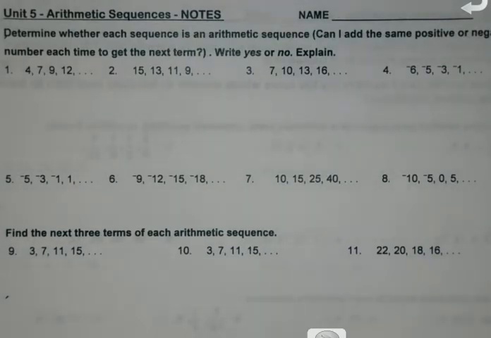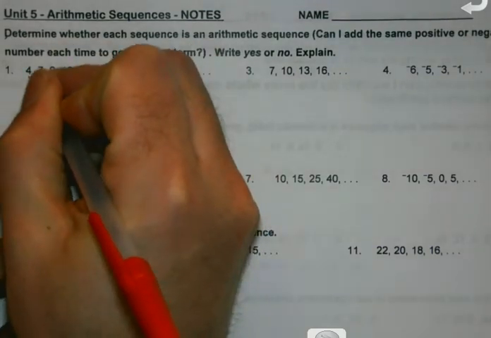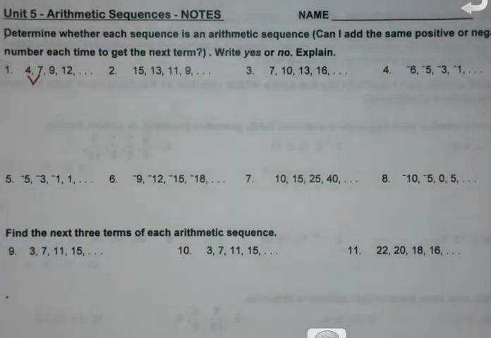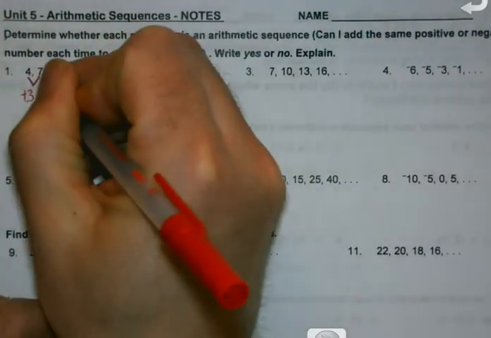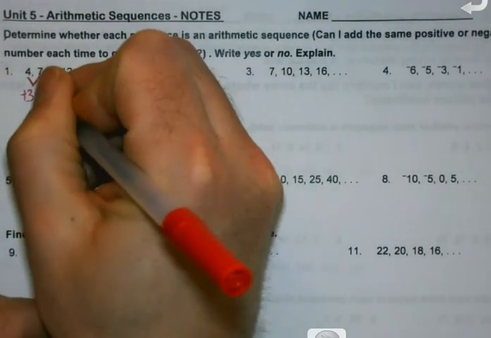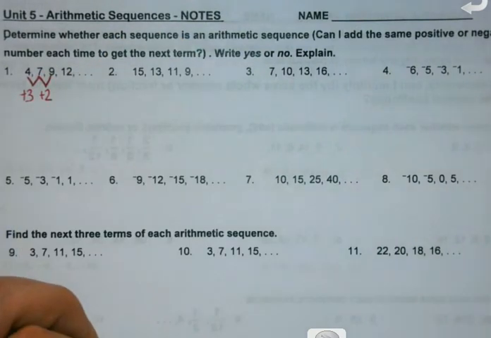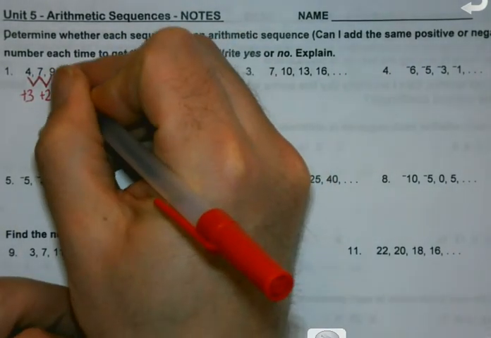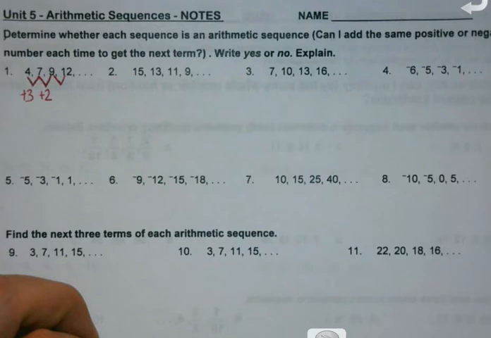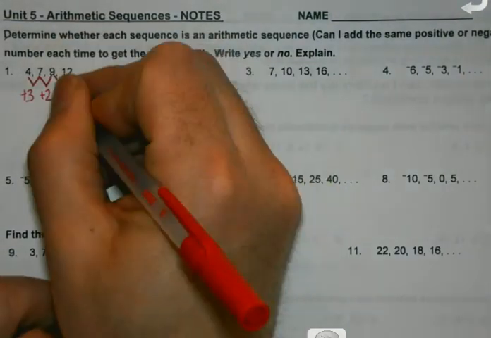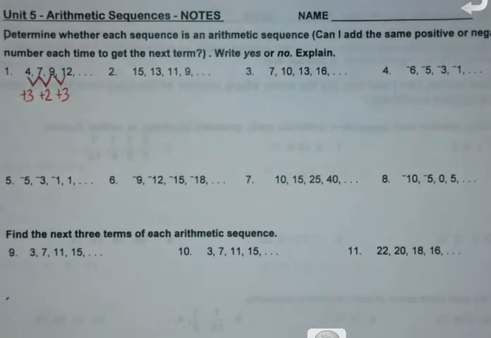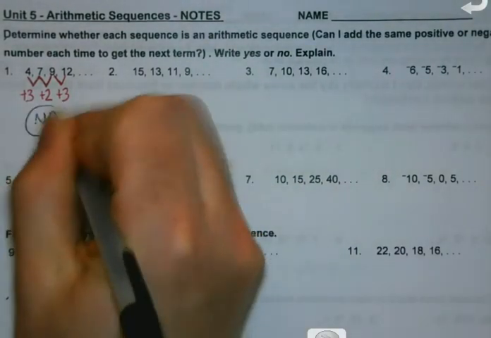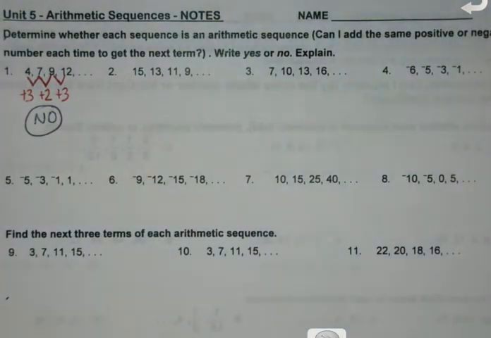So for instance, what I'm going to do is go from term to term and say, okay, what do I add to 4 to get to 7? Well, I add 3. Then when I go from 7 to 9, I add 2. Or when I go from 9 to 12, I add 3. Am I adding the same number every time? No. So this one is not arithmetic.